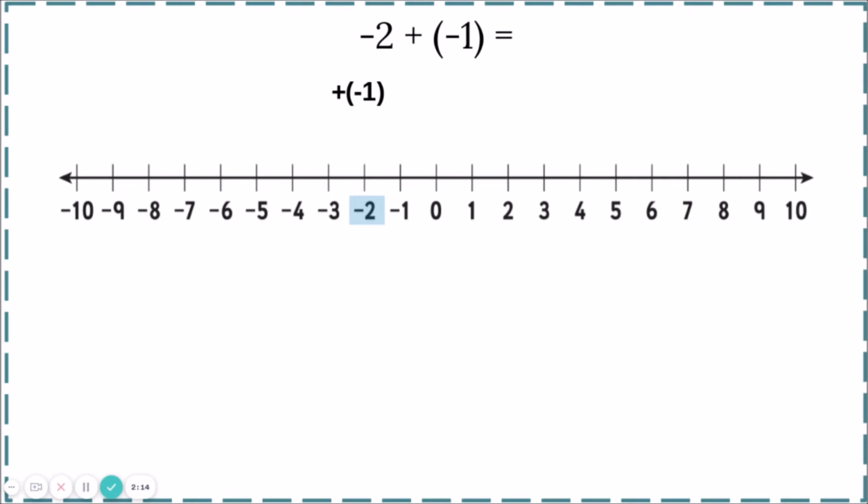When I'm adding a negative, I am going to see a decrease. When there is a decrease, I am going to be moving to the left. When I move 1 space to the left to represent adding a -1, I will land at -3.